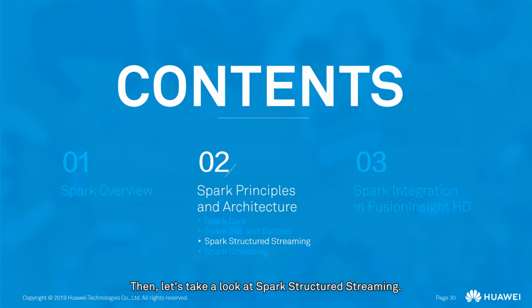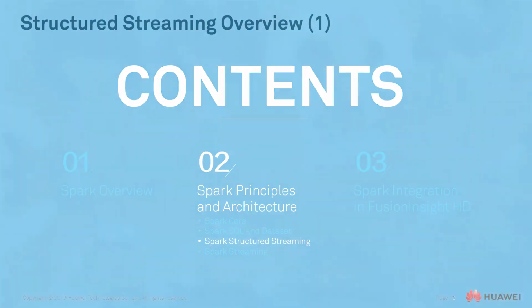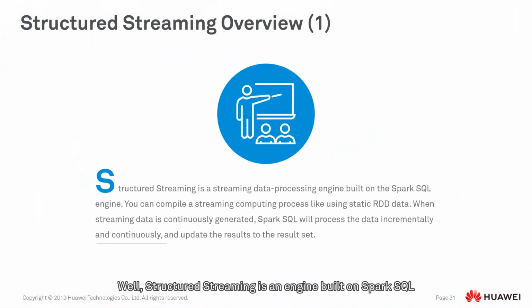Then, let's take a look at Spark Structured Streaming. Structured Streaming is an engine built on Spark SQL to process streaming data. It's programmed by using Scala and has fault tolerance capability. Streaming computing processes are compiled similar to the application of static RDD data. If streaming data is incrementally and continuously produced, Spark SQL will continue to process the data and synchronize the result to the result set.